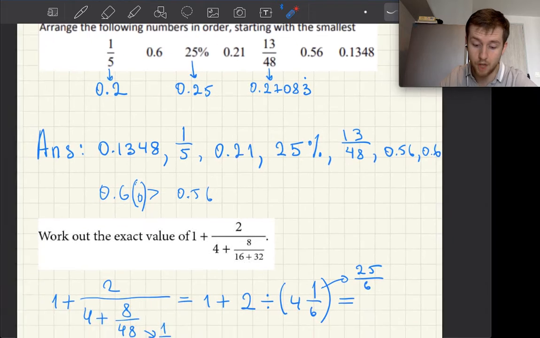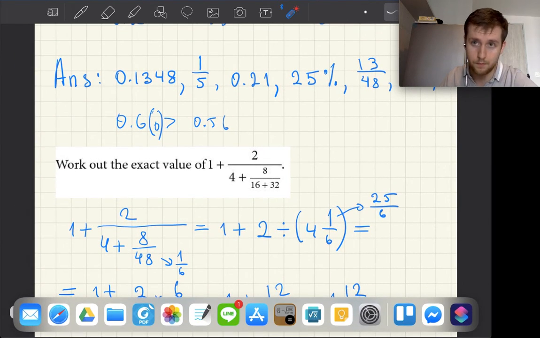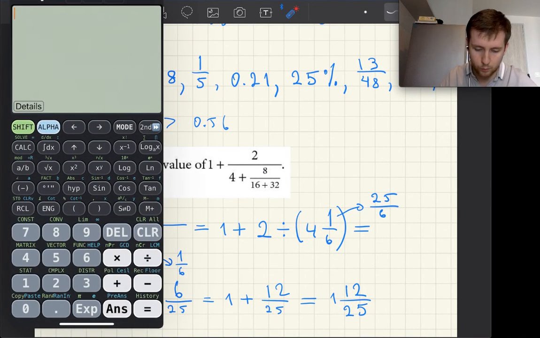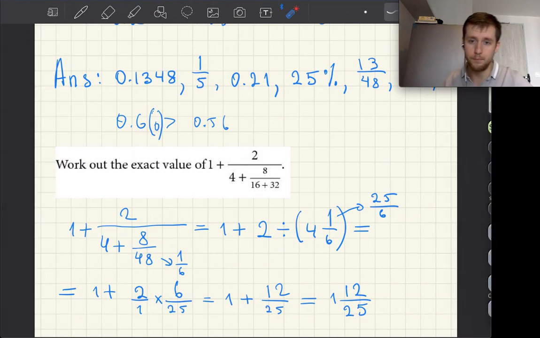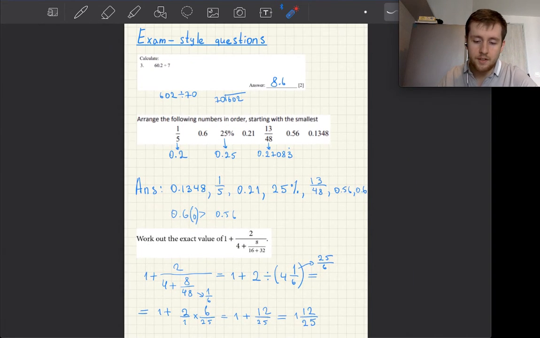Oh, again, how to type it in the calculator. Let's try to figure this out. So 1 plus, and now we have this crazy fraction. So 2 over 4 plus 8 over 16 plus 32. We can type it like this. It becomes 1 and 0.48, which is the same as 1 and 12 over 25. Basically the same thing. Okay, that's it for this exam question.